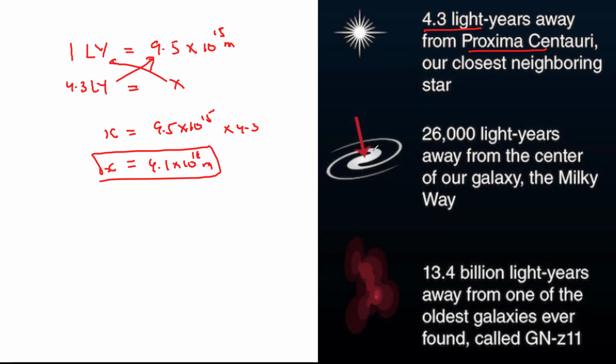Same thing, the center of our galaxy, the Milky Way galaxy, is about 26,000 light years away from us. It means if light starts from Earth, it will cover a distance which it covers in 26,000 years. So if we want to convert into meters, how can we do it? We know 1 light year is equivalent to what? It is equivalent to 9.5 exponent 15 meters. That's 1 light year. But if we want 26,000 light years, what will be the value of x?